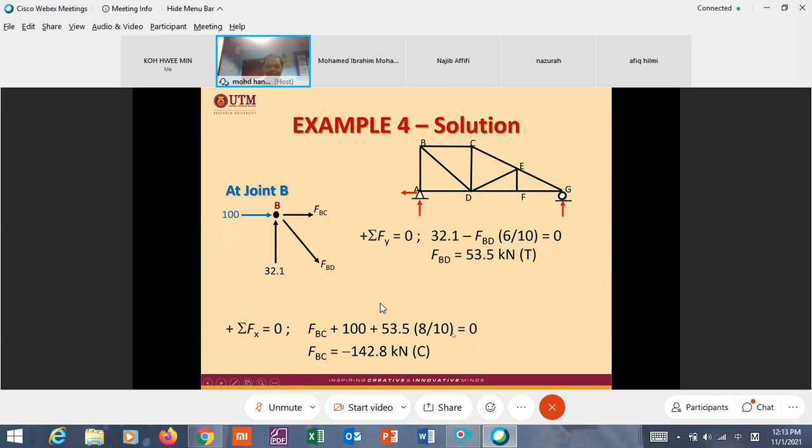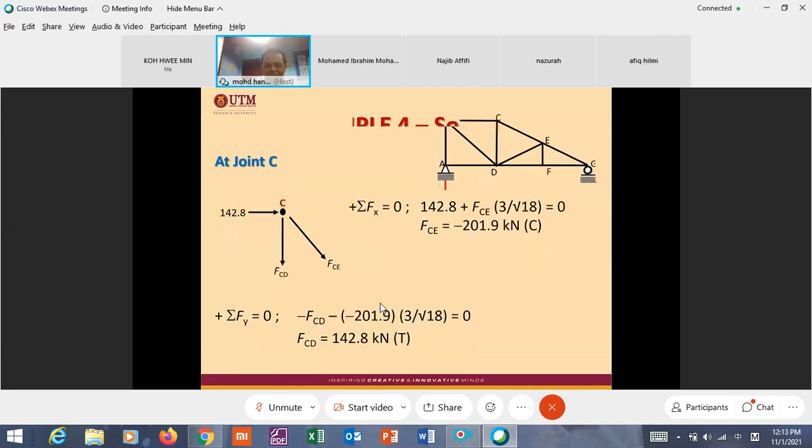Okay. So this is your job, to make yourself familiar with the sine and cosine, or with the rectangular components in x and y direction of each member. So this is the answer, and I think we move to joint C.